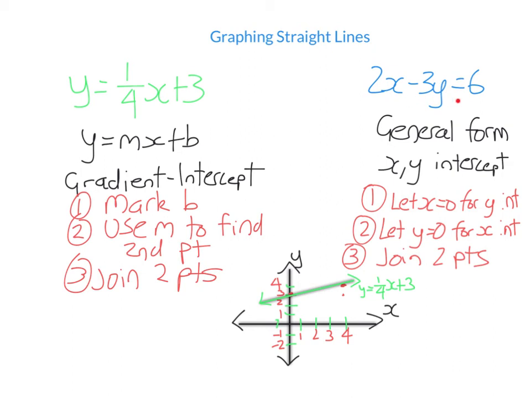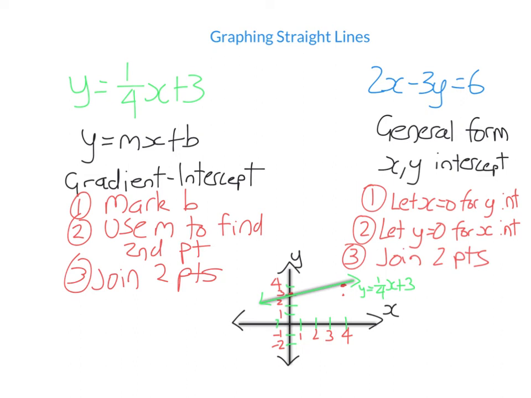Now let's look at this one here. 2x minus 3y equals 6. It's not in the form y equals mx plus b. We can't see from this easily what the gradient is. It's not 2 because it's not in the form y equals mx plus b. So when it's not in the form y equals mx plus b, use the xy intercept method. You let x equal 0 to find the y-intercept, let y equal 0 to find the x-intercept, and join them up.